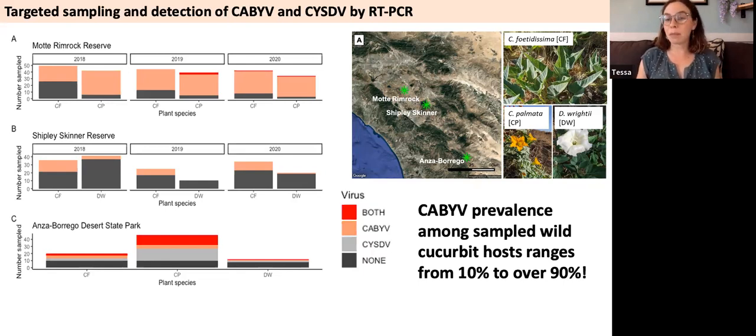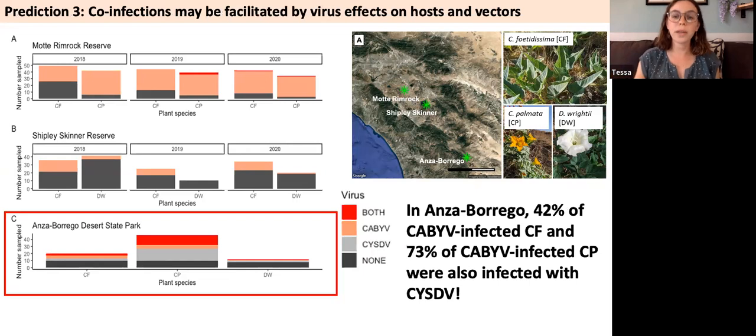We found that CABYV prevalence among sampled wild cucurbit hosts can be as low as 10%, but over 90% of plants sampled in an area. We also found that in Anza-Borrego, 42% of CABYV-infected Cucurbita foetidissima and 73% of CABYV-infected Cucurbita palmata were also infected with CYSDV.